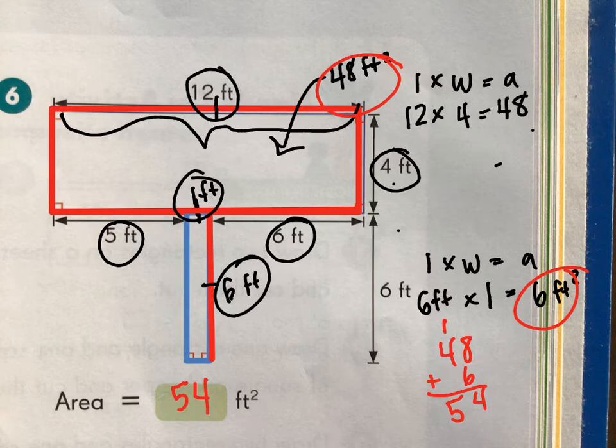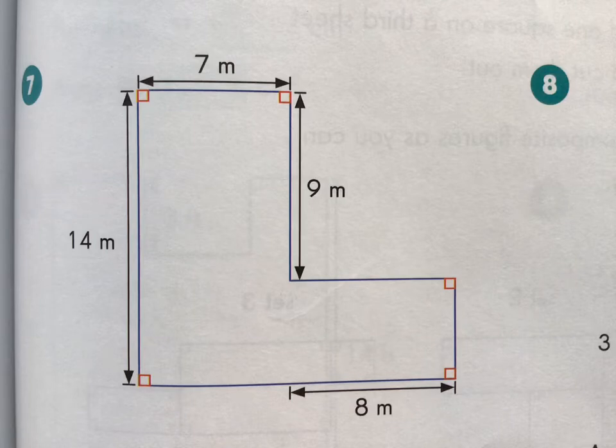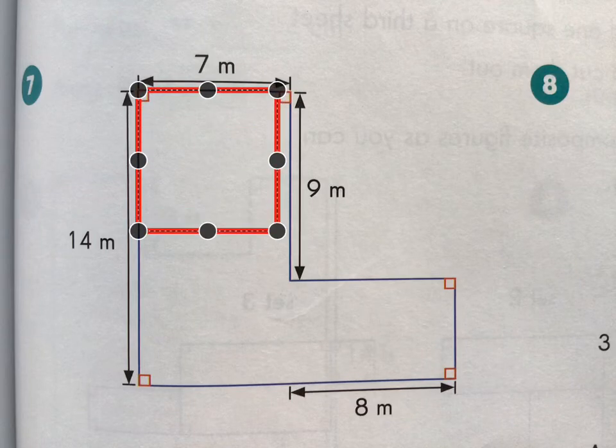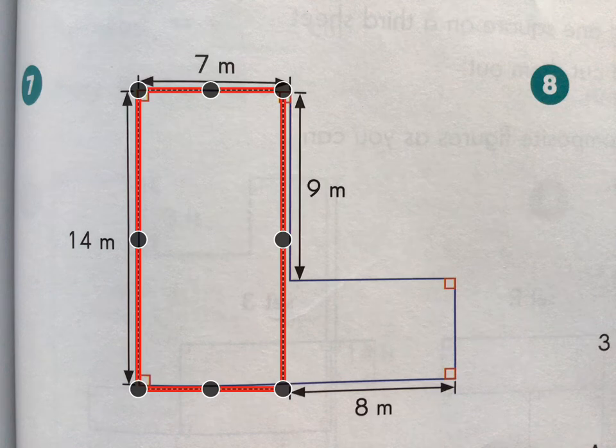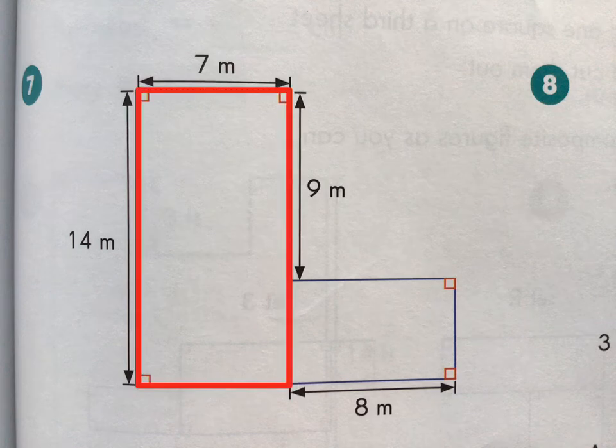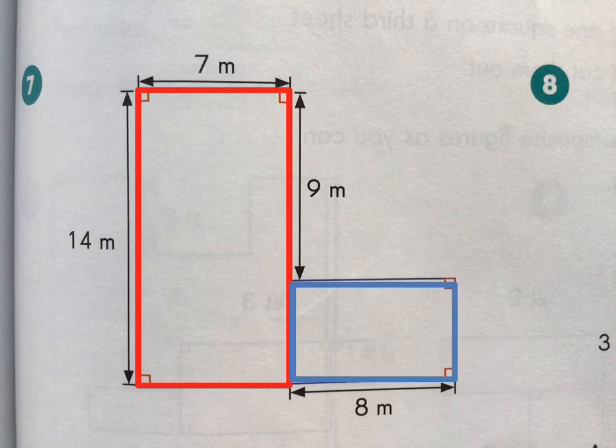Let's look at another one. All right, this shape looks like it is made up also of two rectangles. There's one in red, and here's one in blue. Okay, we could divide it that way.